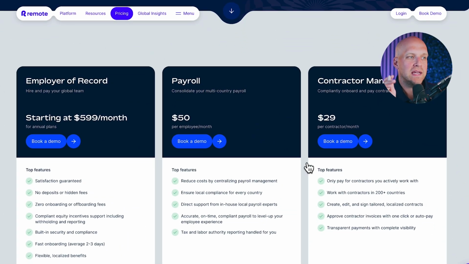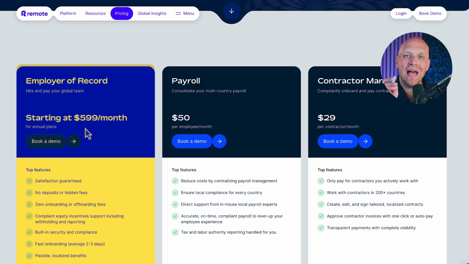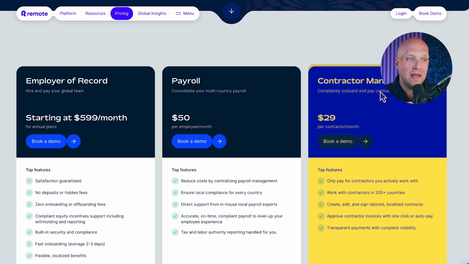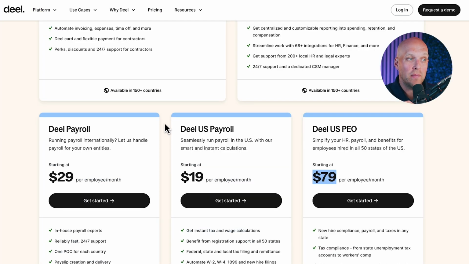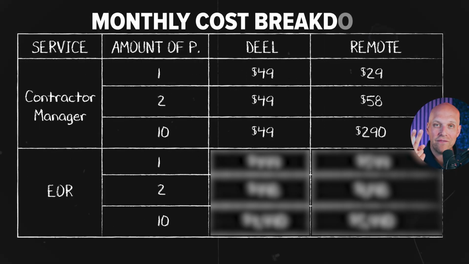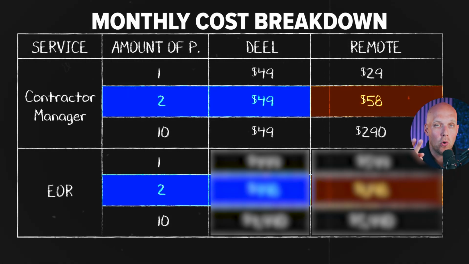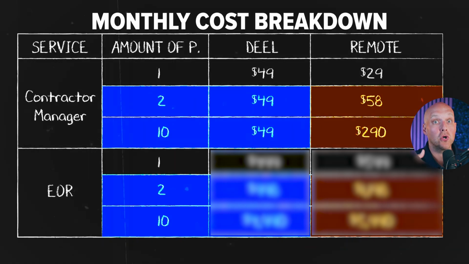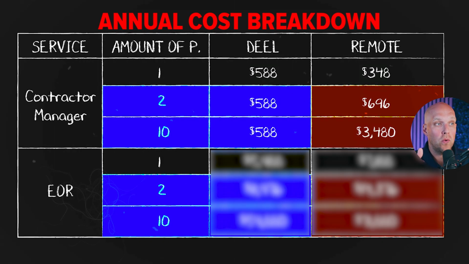So here is the big difference when you go over to Remote. What you can see here is it's starting at $599 a month for an annual plan of employer of record. So every international employee that you have when you go the EOR route is going to cost you $100 more a month. Then contractor management is $29 per contractor per month. So again, going back to pricing here, this is just a flat $49 per month. So if you have 2 contractors, you're going to be paying more. If you have a bunch of contractors, you're going to pay substantially more with remote.com.